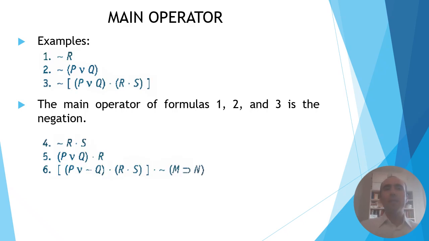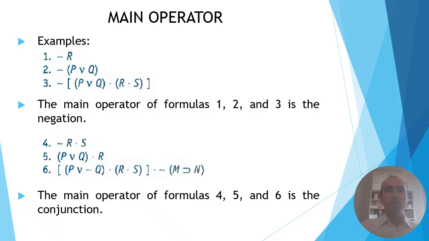Now let's try to find the main operator of the following three examples. 4, tilde R dot S; 5, P wedge Q dot R; 6, P wedge tilde Q dot R dot S dot tilde M horseshoe N. What is the main operator of these three formulas? The main operator of formulas 4, 5, and 6 is the conjunction.